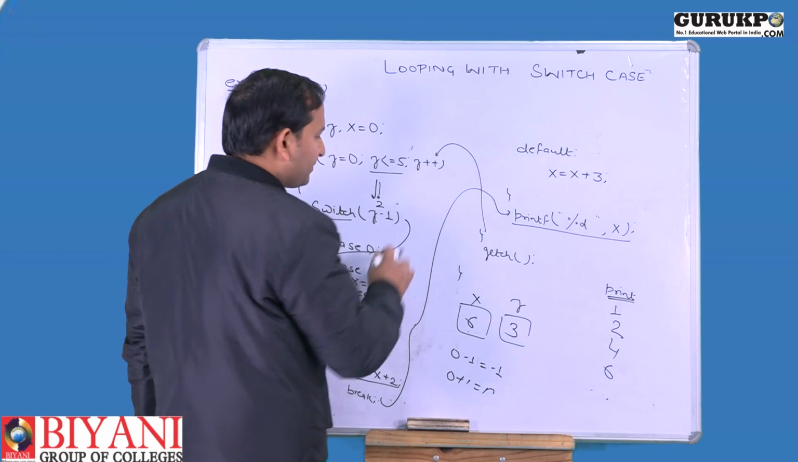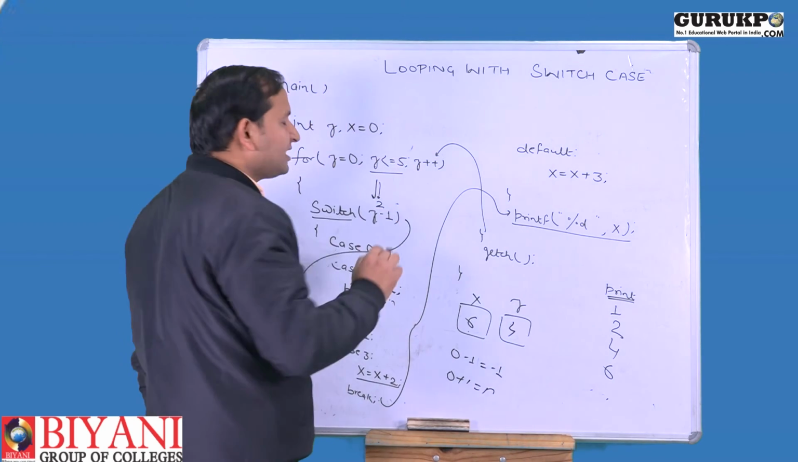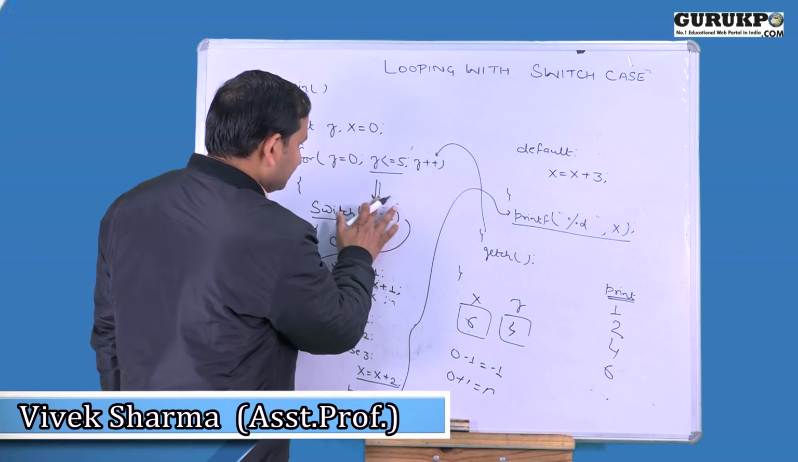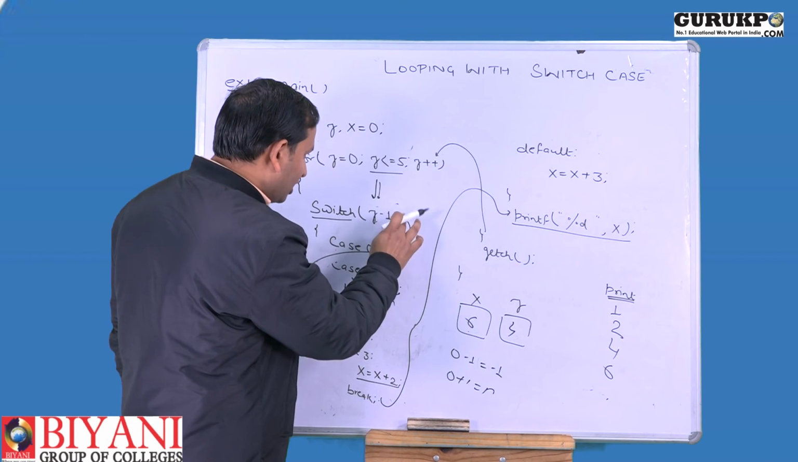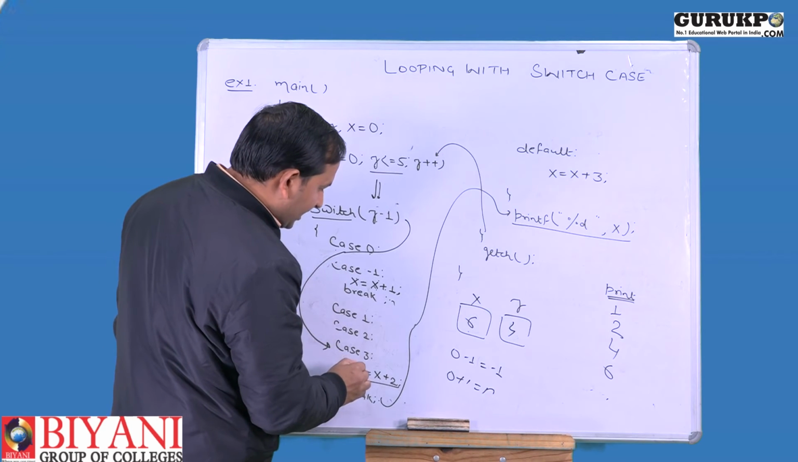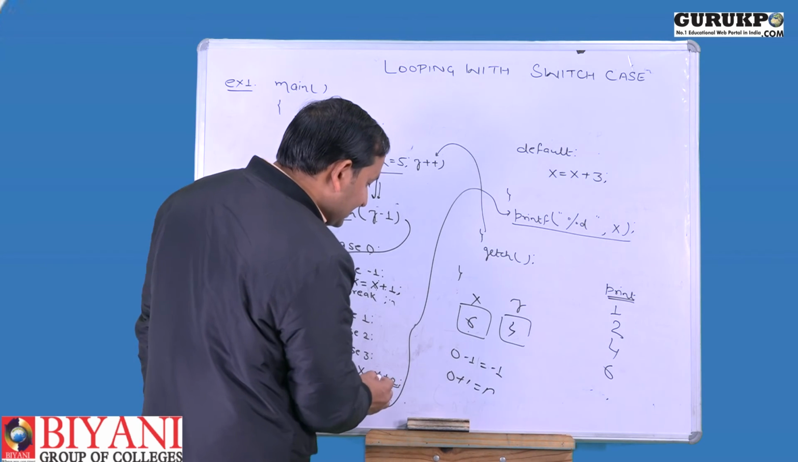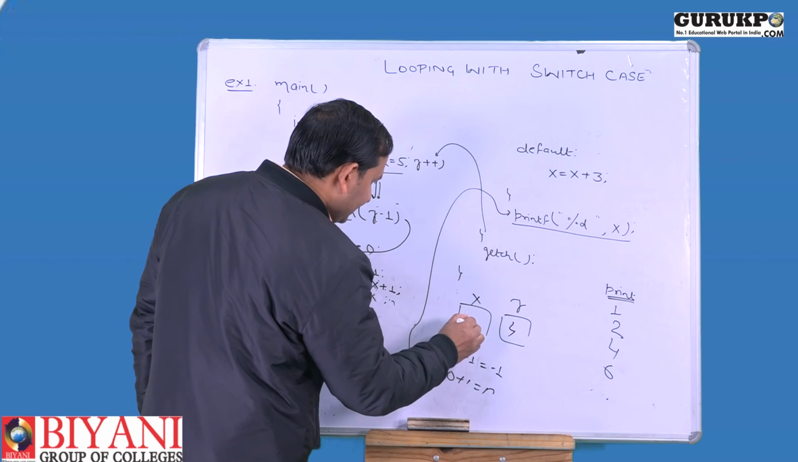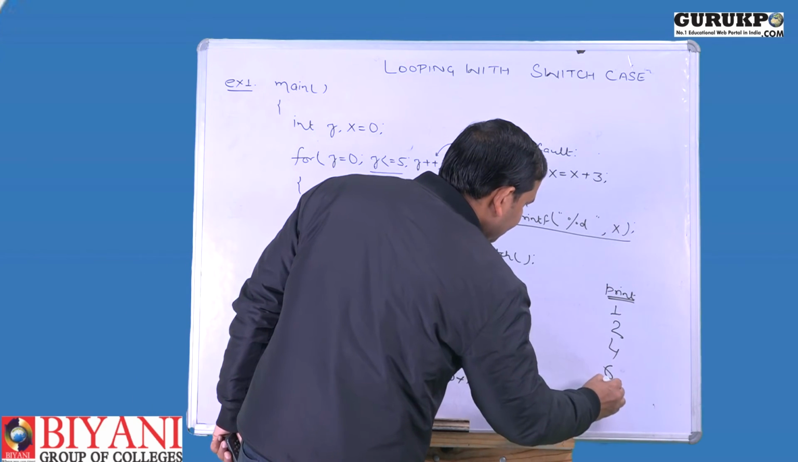Again j plus plus, the value of j is now 4. 4 is less than equal to 5, condition is again satisfied. 4 minus 1 gives 3, switch 3, control goes to case 3, this place. x assignment x plus 2. Now previous value of x is 6, 6 plus 2 gives 8. Now value of x is 8. By using this printf, it prints value 8.